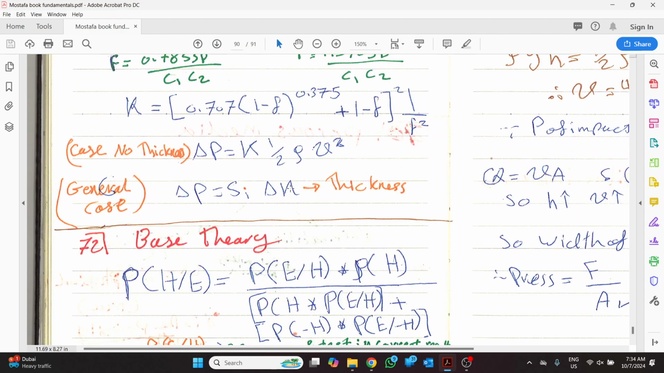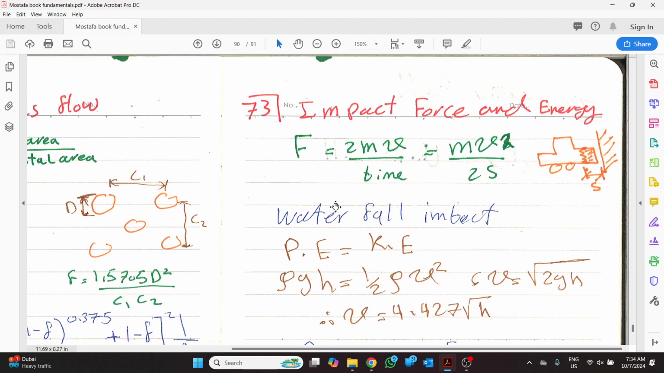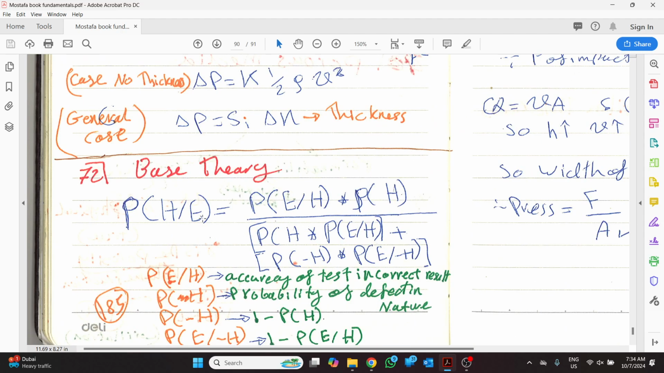To write with the thickness of the perforated plate, if you want, okay? Now we're going to discuss the last two or three items. There is something named Bayes' theory.